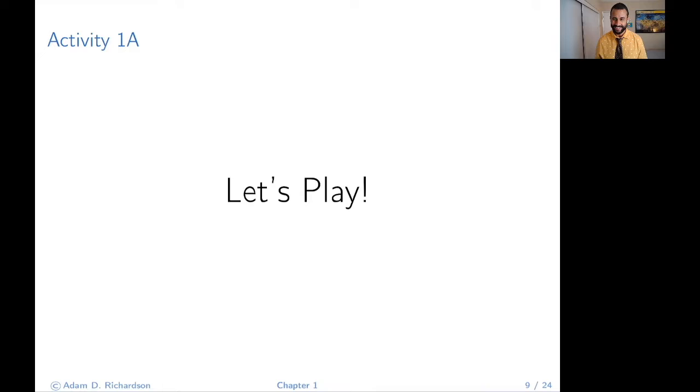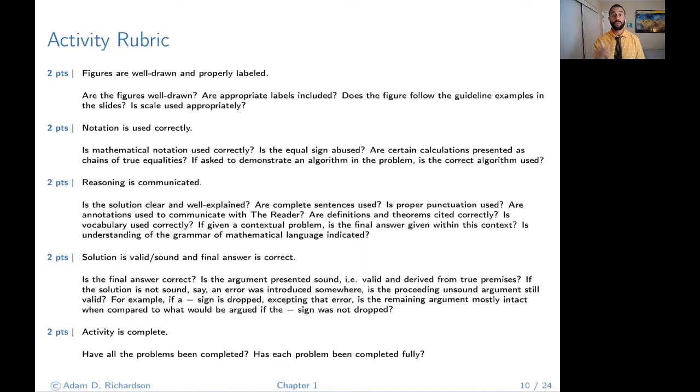Let's play. This is activity 1A. But before I show it to you, I want to talk a little bit about the activity rubric, just so that everybody is clear what I'm assessing with these activities. I've got it pulled up right here. You can find the rubric on Beachboard if you need to refer to it again. It's also in these slides, and it's also right here in these lectures. Every activity is going to be worth 10 points. And here are the different categories that I've split it up into.